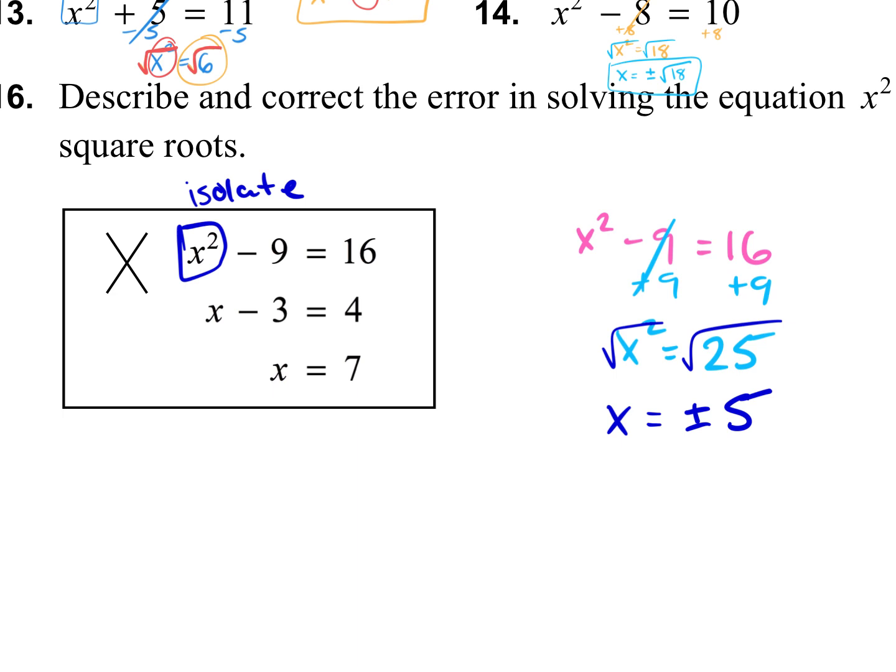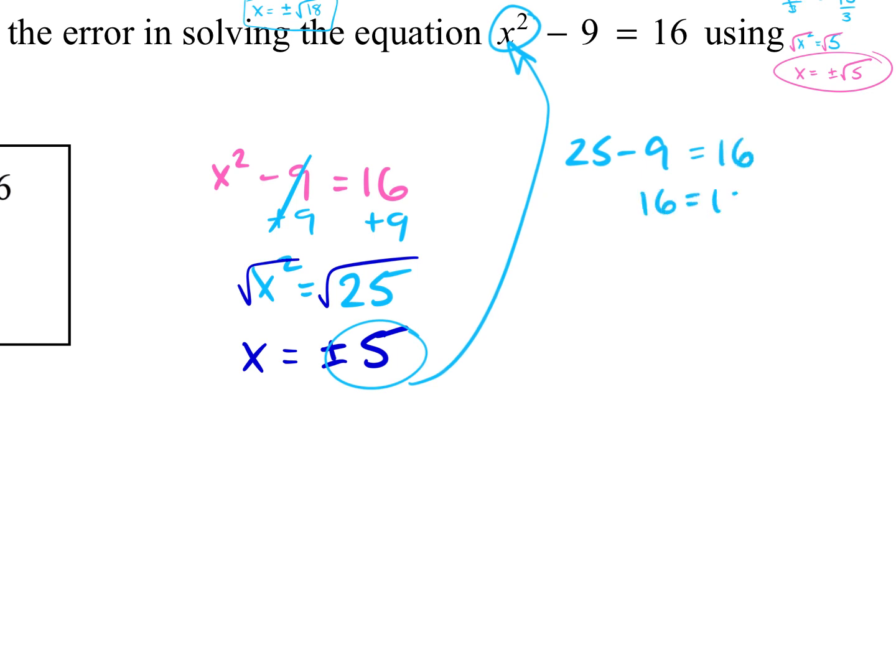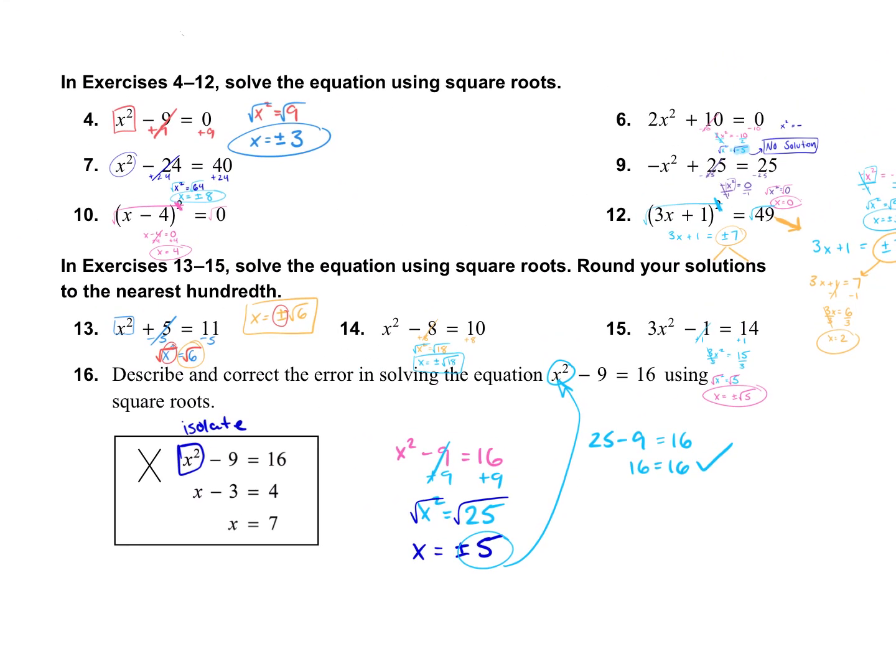With these questions, you can always take your answer and plug it back in. If I had 5 or negative 5 as my answer, I could plug it back into the x squared. What's 5 to the second power? 25, and 25 minus 9? 16. So we get 16 equals 16, which we know that we did the work right. If you plug it back in and check your answer, it's going to equal the same thing. Any questions here?